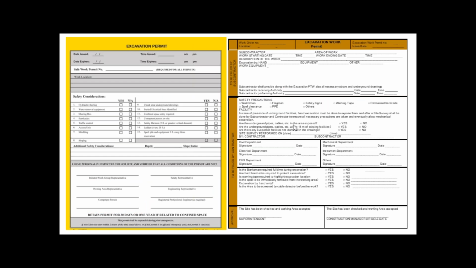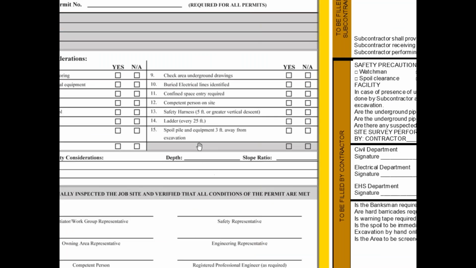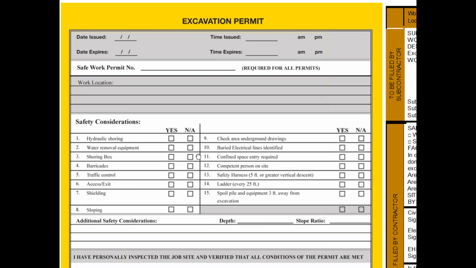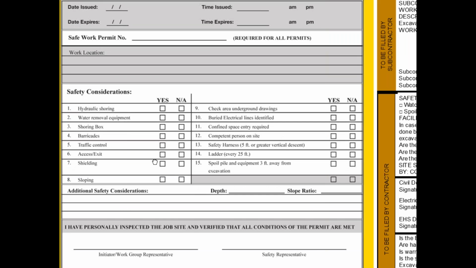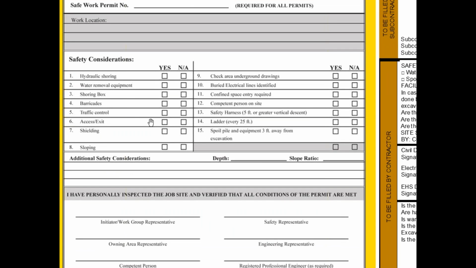So this is the example of the work permit system for the excavation activity. So generally the points are, so these are the common points: date, time, etc., then permit number, then work location, and now the safety considerations. So you can observe now the safety consideration or safety checklist is different, that is the parameters are different in the different work permit systems.